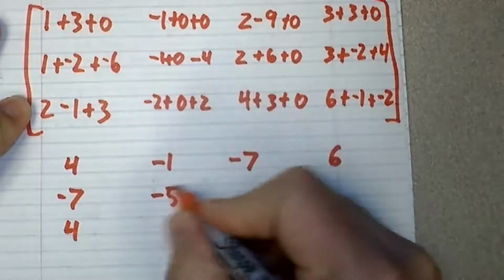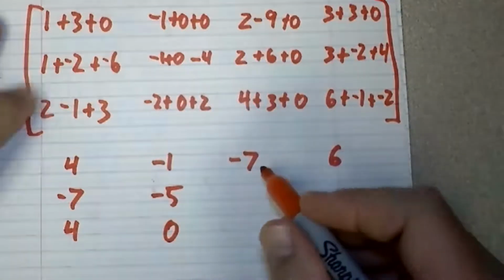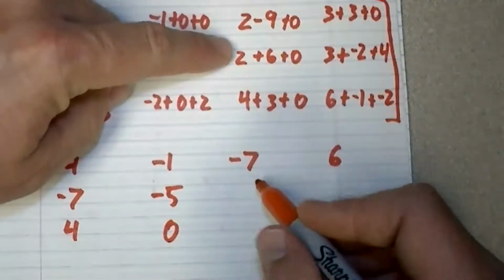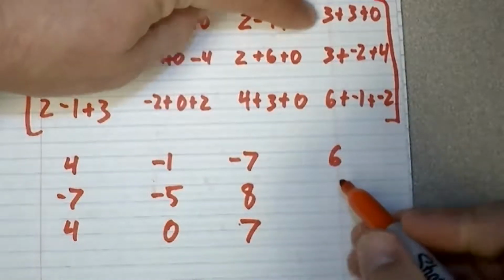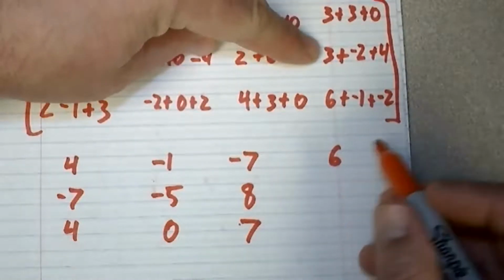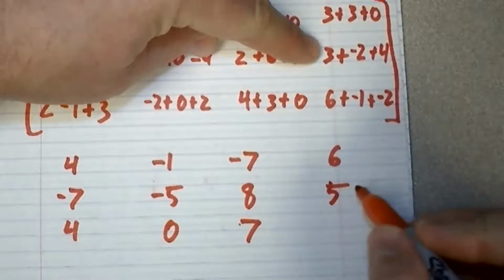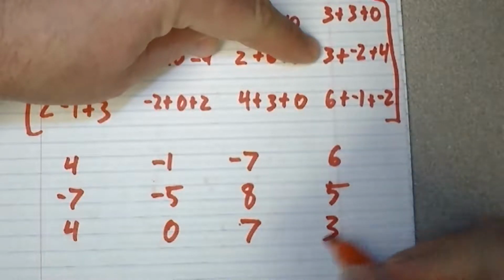Negative 5, 0. This is going to be 8. And this is going to be 7. And then we do this last one. So that'd be 7 minus 2 is going to be 5. And then 6 minus 3 is 3.